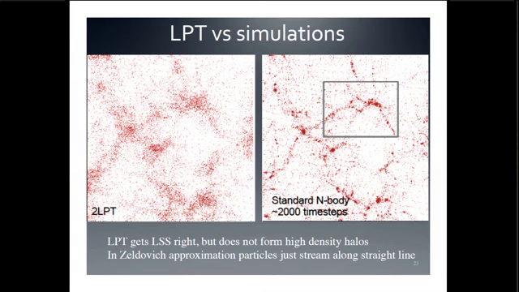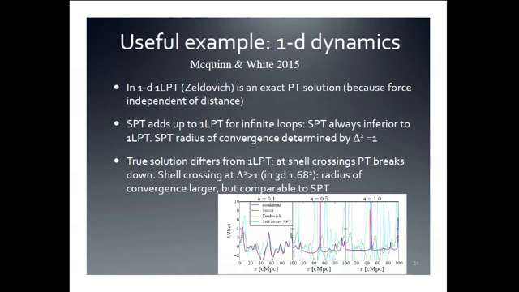In the Zeldovich approximation, that's obvious. The particles just do this, create a caustic, and then just keep moving on. In fact, it's a nice way to see this in 1D, which I think is useful. In 1D, the reason why it's useful is because if you write down the dynamics, you can write down an exact solution in the perturbative sense, because the force is dependent on distance, so you can actually exactly solve. And it turns out this 1LPT, Zeldovich, is actually not an approximation, it's an exact solution in the perturbative sense.